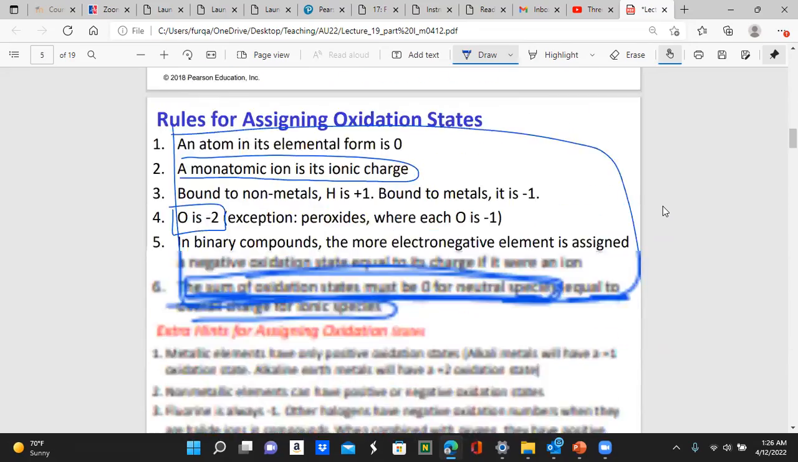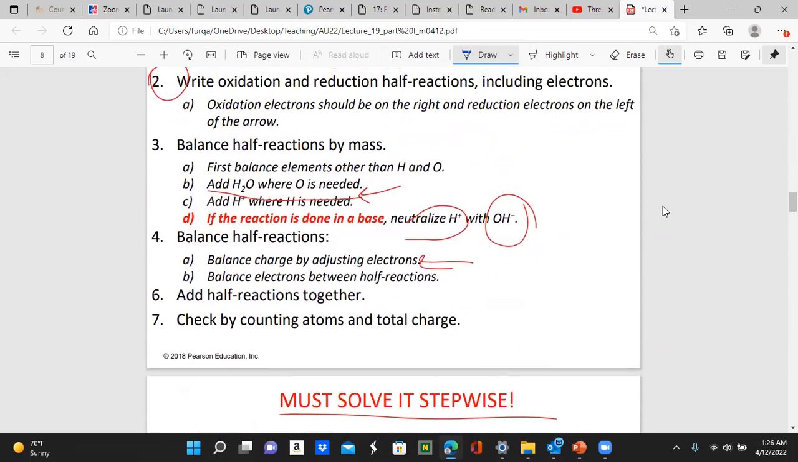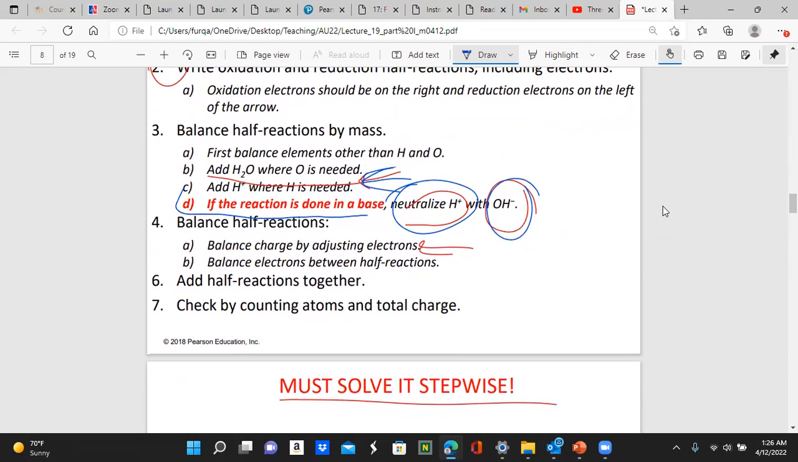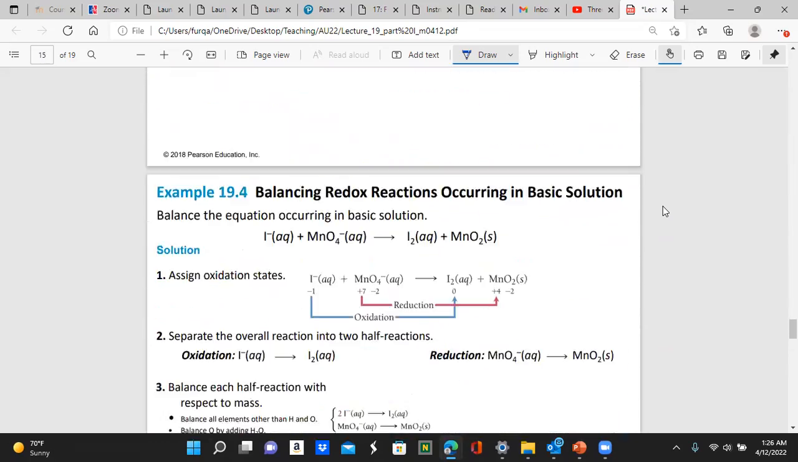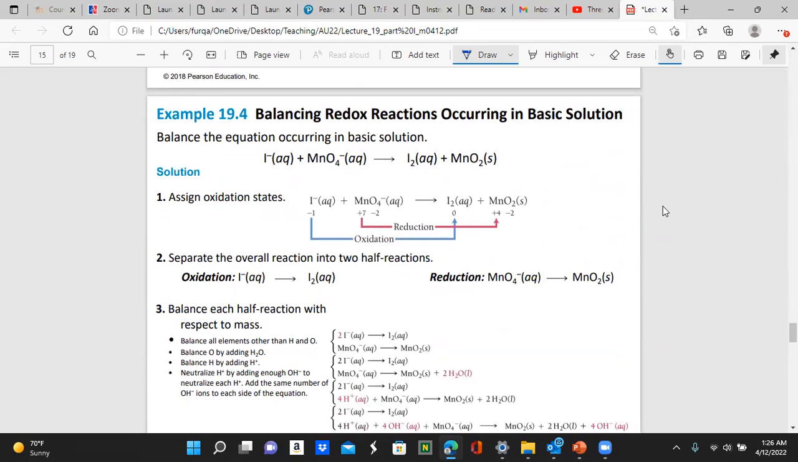Yes, so we have to go through the steps, and I'm trying to find out where my steps are, right here. If the reaction is done in base, after adding hydrogens, you have to neutralize these hydrogens by adding hydroxides on both sides, okay? So let's see what we can do here. What are we doing here? So this is the equation. This is a redox reaction happening in basic conditions here. So now we have to figure out where oxidation is happening and where reduction is happening. This is pretty easy to figure out for iodine, because iodine is becoming neutral on the product side.